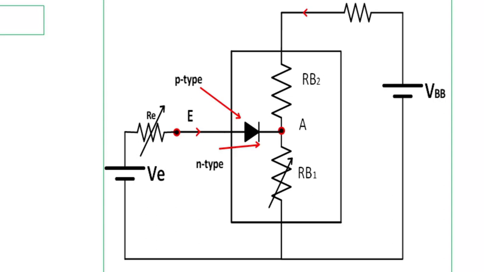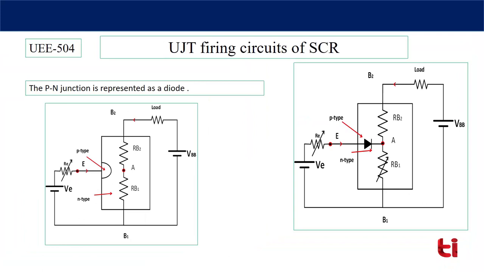The reason behind it is that when the diode gets forward bias, the emitter will inject more carriers towards AB1, and it will be flooded with more carriers, and resistance RB1 will reduce and our UJT will be on. So you can see the direction of current from VBB, B2, B1 back to VBB. This will be our power circuit. Now VE, emitter, diode, RB1 back to VE. This will be our triggering circuit of UJT.